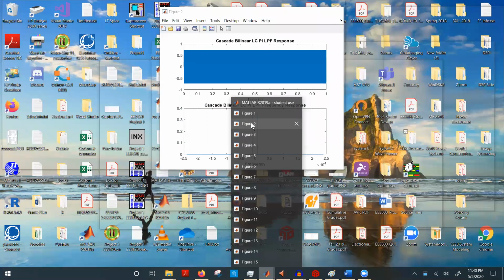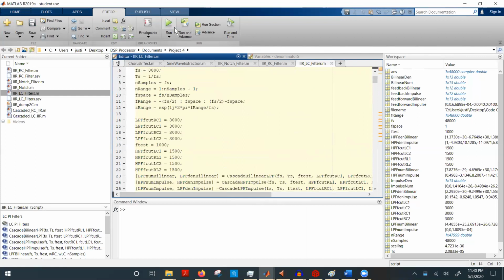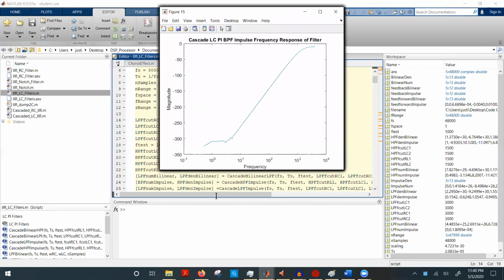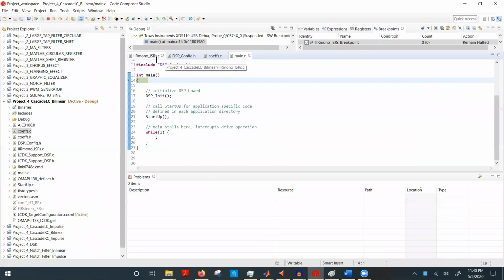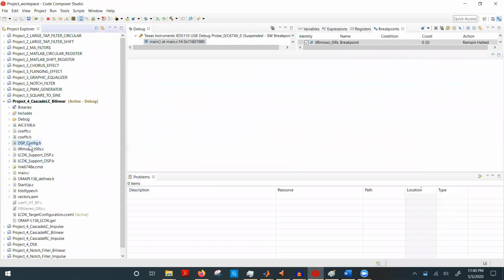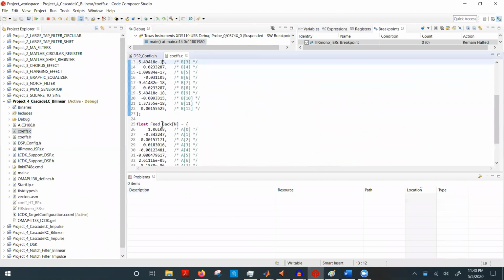I could go over the figures again, but I think I will save that for a separate video, just like how I did with the cascaded RC filters, and go straight into Code Composer for now. So with Code Composer, I already have the cascaded LC bilinear open over here, so I'll just close all these out and make sure I'm opening the right one. Open the DSP config file, set the sampling frequency. I can see what my coefficients are.